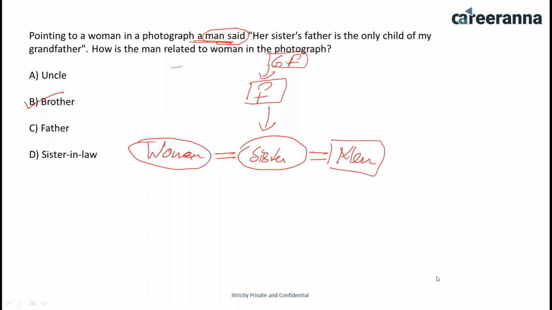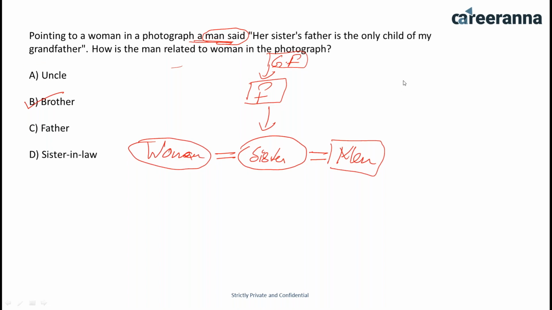Okay, Pranav, if you look at the question, pointing to a woman in a photograph, this man is looking towards a woman in a photograph and saying her sister's father is the only child. So this woman's sister is going to be here, that is equal to the arrow for the sister, and she is a female. Her father is the only child of my grandfather.